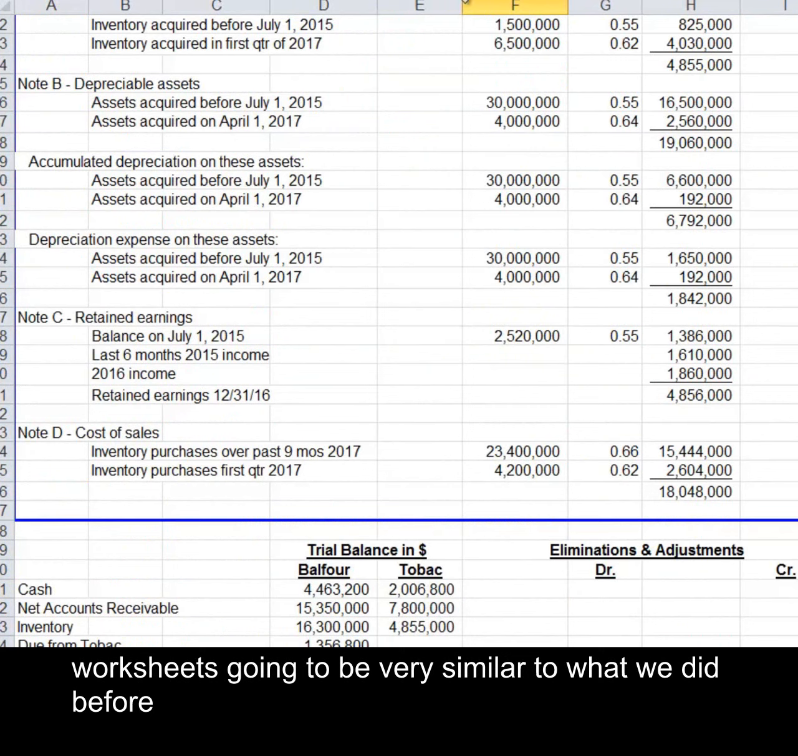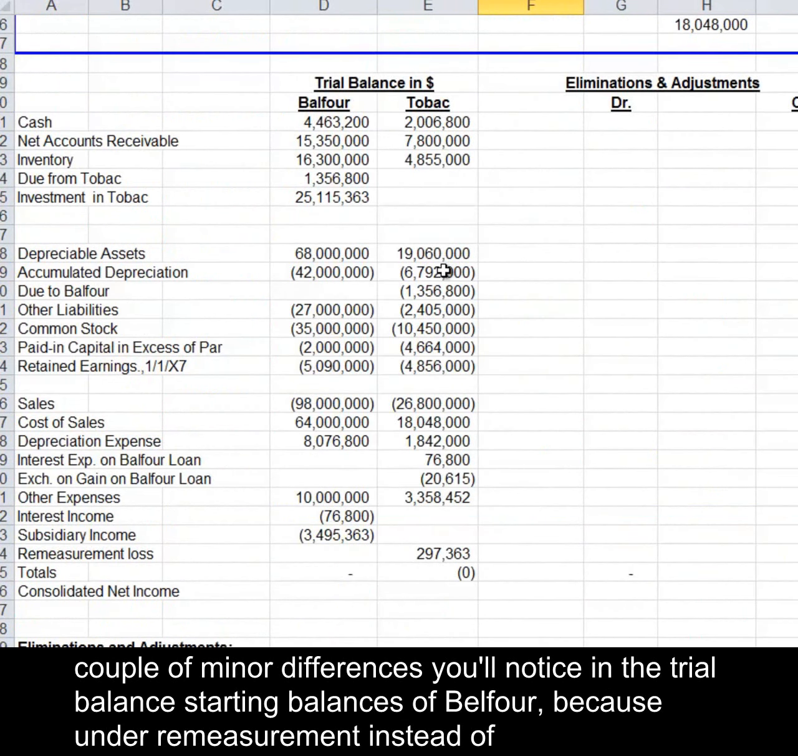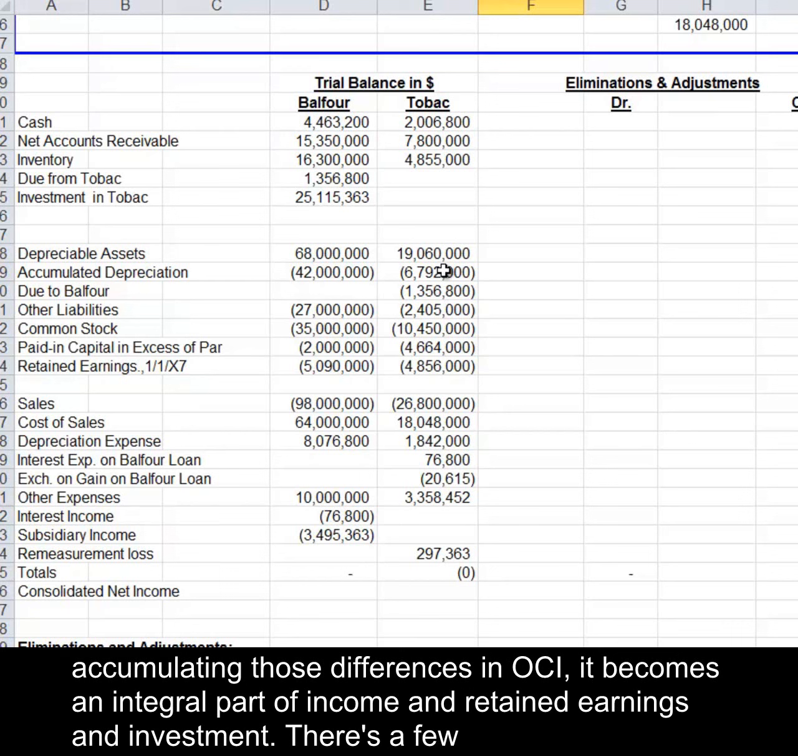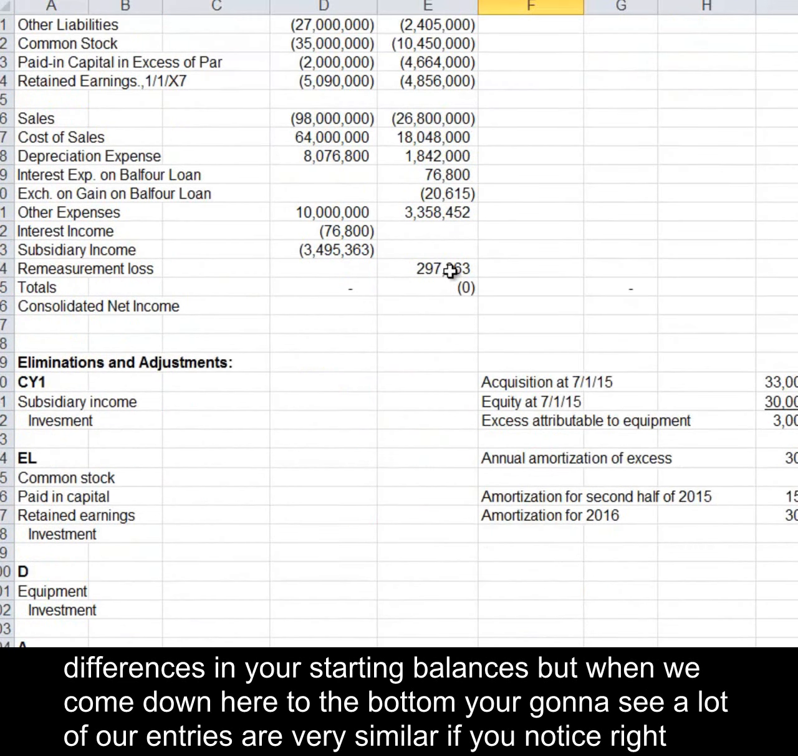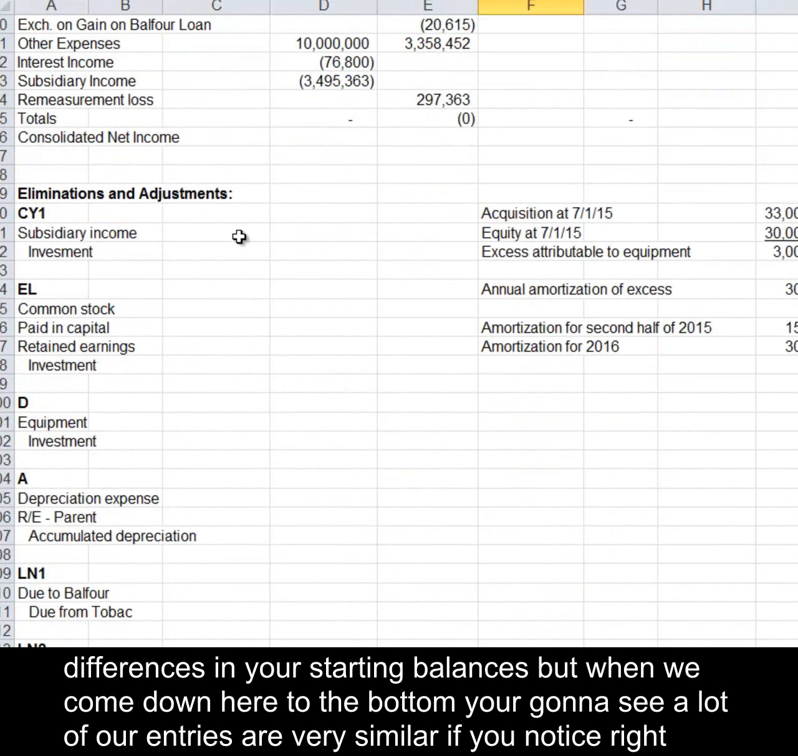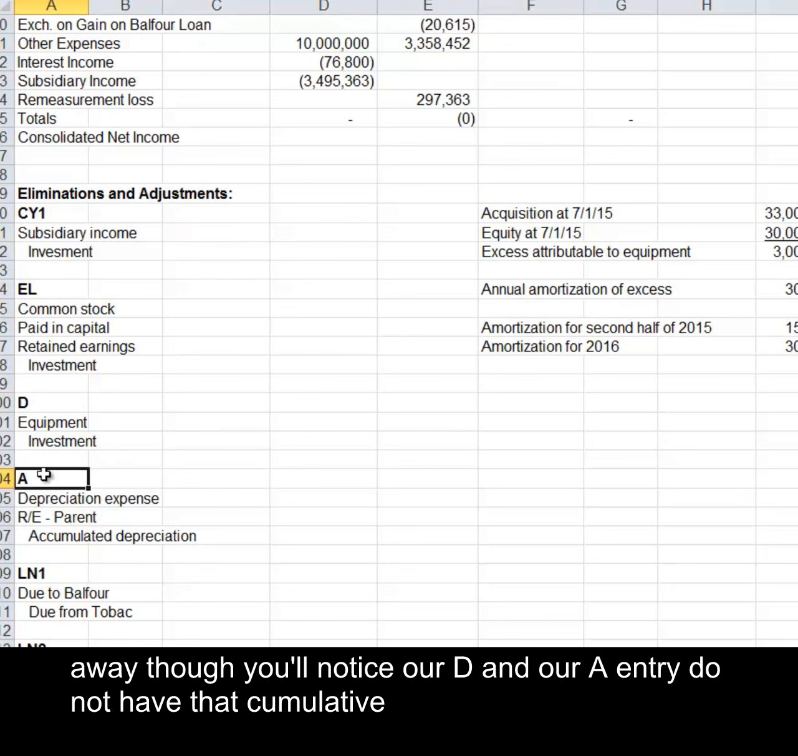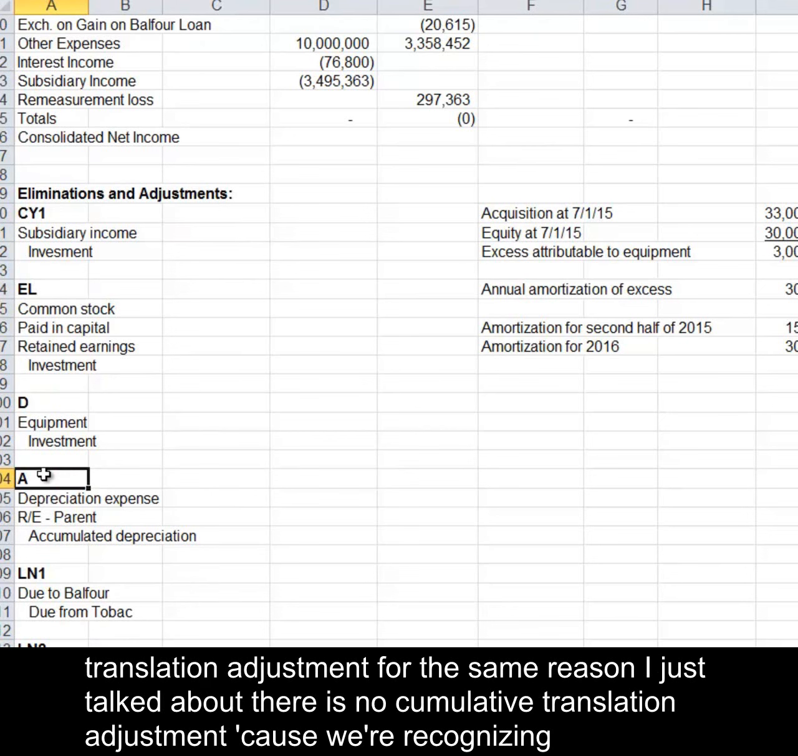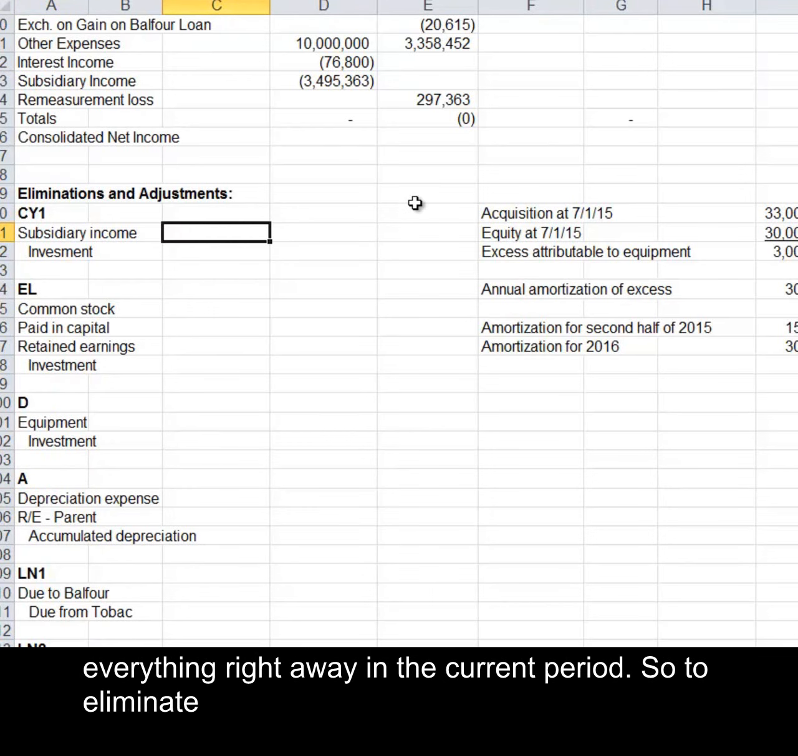Worksheet's going to be very similar to what we did before. A couple of minor differences you'll notice in the trial balance, starting balances of Balfour. Because under remeasurement, instead of accumulating those differences in OCI, it becomes an integral part of income and retained earnings and investment. There's a few differences in your starting balances. But when we come down here to the bottom, you're going to see a lot of our entries are very similar. If you notice right away though, you'll notice our D and our A entry do not have that cumulative translation adjustment for the same reason I just talked about. There is no cumulative translation adjustment because we're recognizing everything right away in the current period.